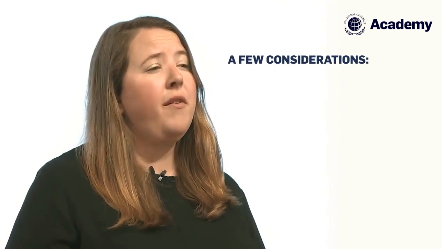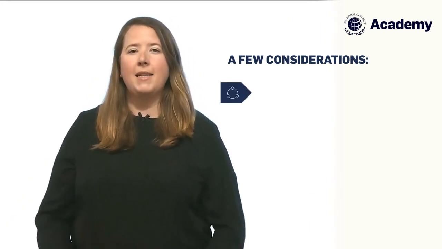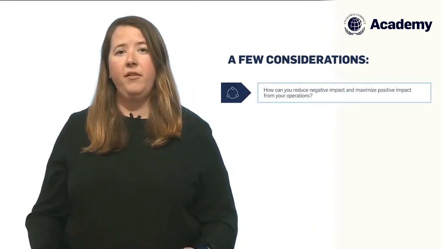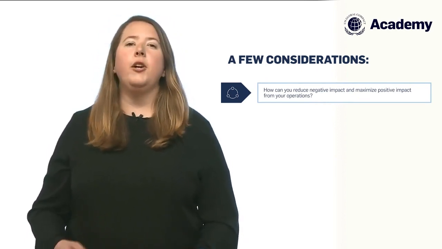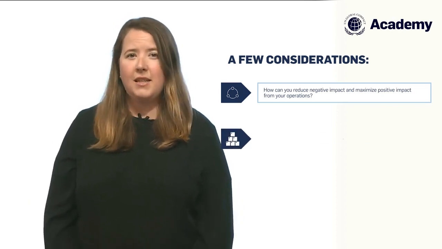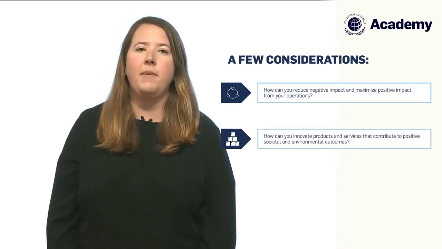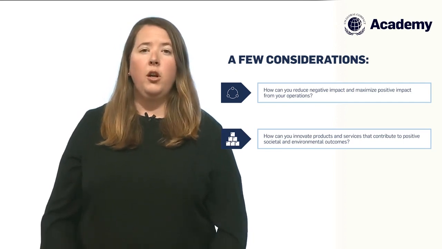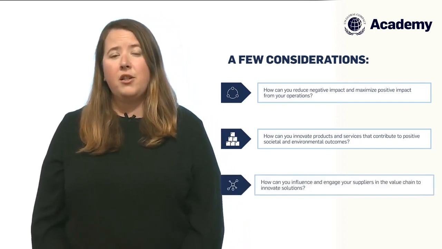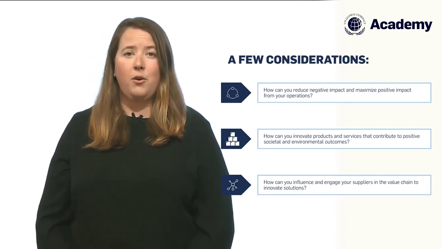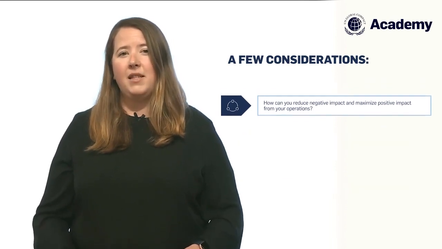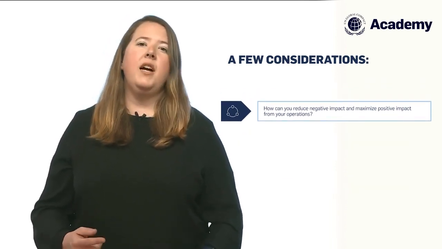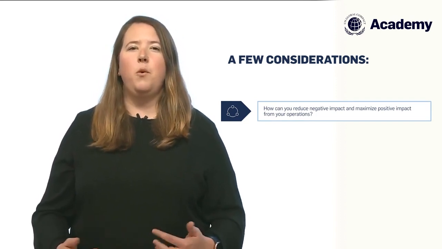In terms of scope, there are a few general things you should be sure to consider. First, you should consider how can you maximize the positive impacts of what you're trying to achieve while minimizing the negative impacts that you currently have. Second, consider how can you innovate products and services that contribute to positive societal and environmental outcomes. Third, how can you influence and engage suppliers throughout the value chain in order to realize the goal and magnify your impact?